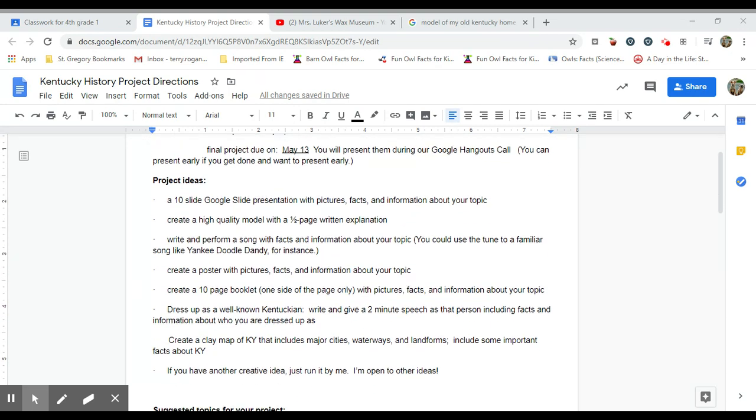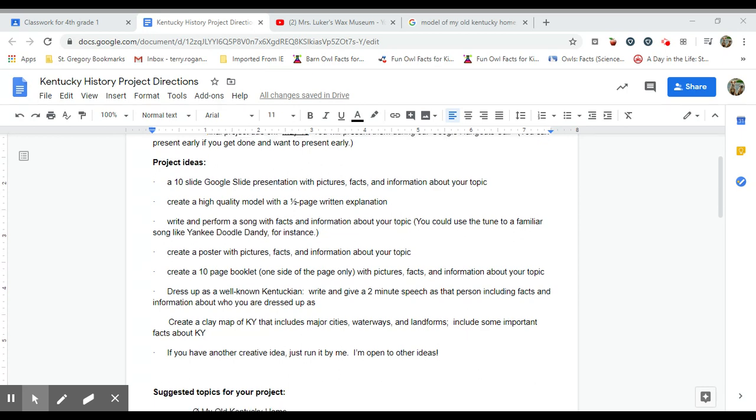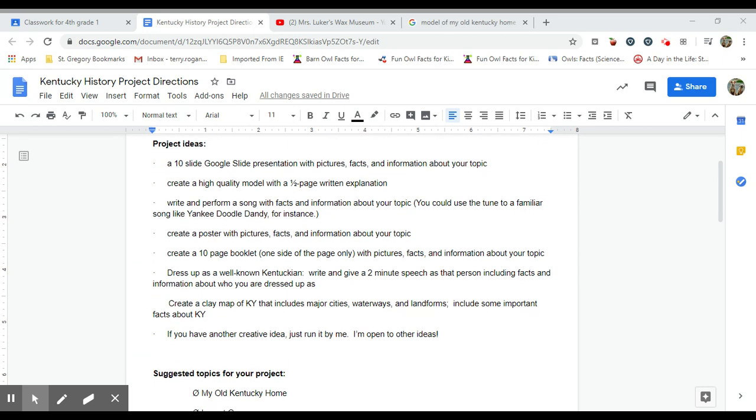And here are project ideas. You could do a 10-slide Google presentation with pictures, facts, and information about your topic. You could create a high-quality model with a half-page written explanation. I do want you to do at least a half page, no more than 1 page. Keep it to a half page. You can do high quality work that way. So it could be a model of a building or a monument or something in Kentucky. You could create a model out of cardboard or Legos or Lincoln Logs or whatever you can think of.